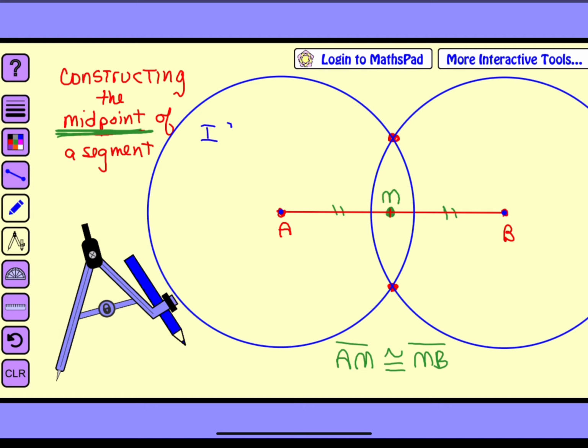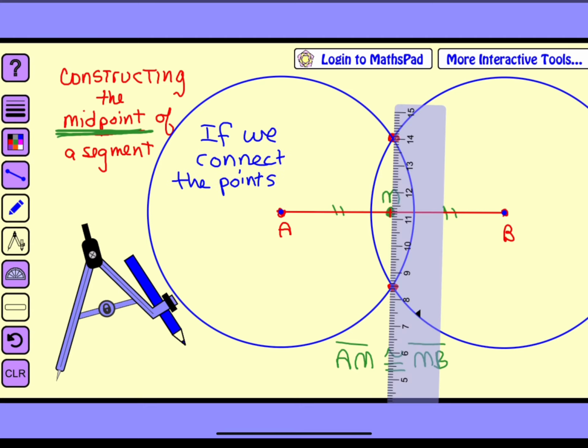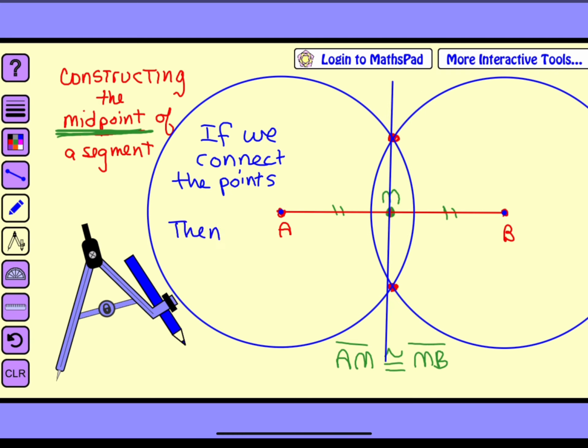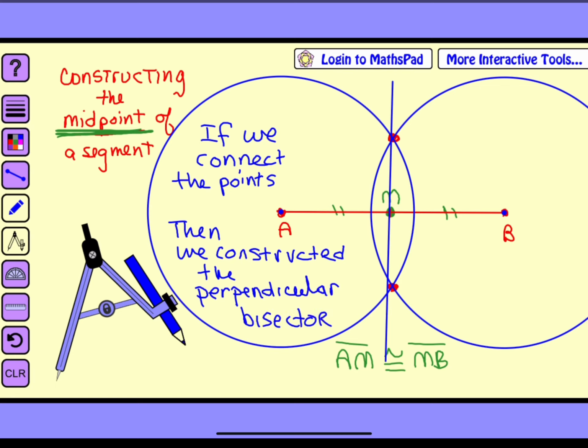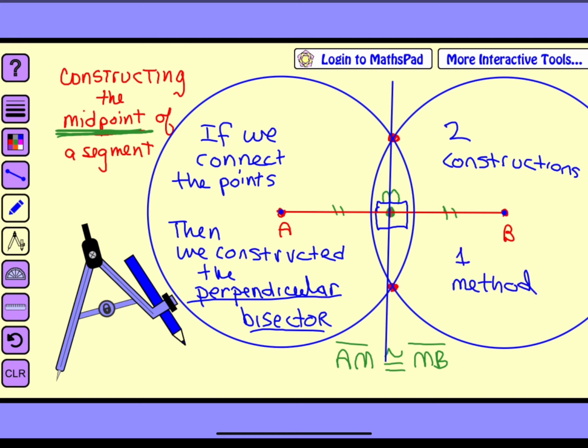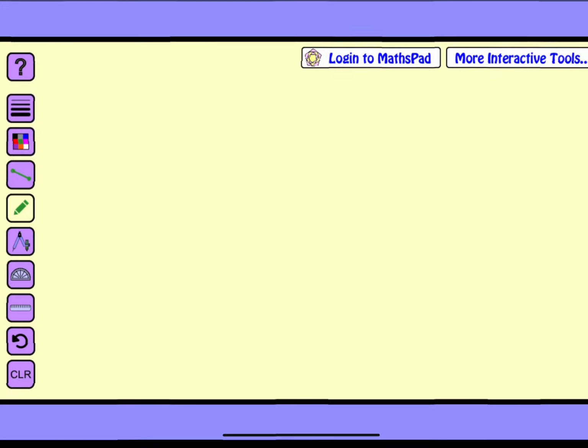Now, something else we might take note of here is that if we were to connect those two intersection points of the circles with a straight line using our straight edge, we notice that line goes through the midpoint, and that would be the perpendicular bisector of the line segment. So the line itself is the bisector, and it is perpendicular to the original segment. So it's called the perpendicular bisector. It forms a right angle with the segment. You get two constructions for one method in this particular one, the midpoint and the perpendicular bisector construction. These take a little bit of practice, but this one's a relatively easy one to master.